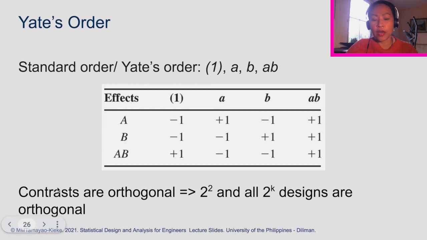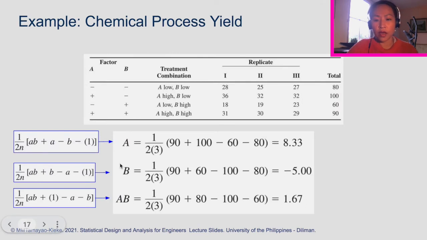Now, you can surmise from this that the contrasts are actually orthogonal. And this means that 2 to the 2 and all 2 to the k designs are orthogonal. By the way, you can see here that the contrast for factor A is simply A plus AB minus 1 minus B. So let's go back to the expression that we derived earlier. So it's 1 over 2n times AB plus A minus B minus 1.